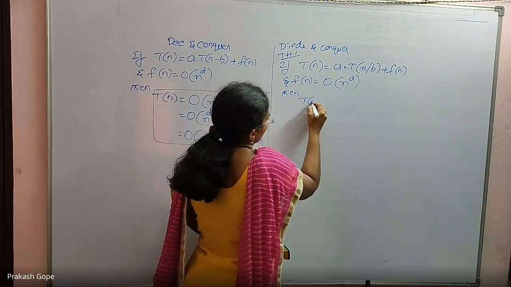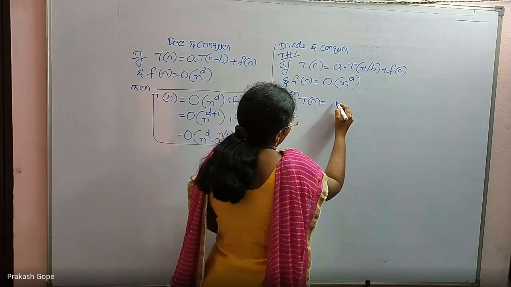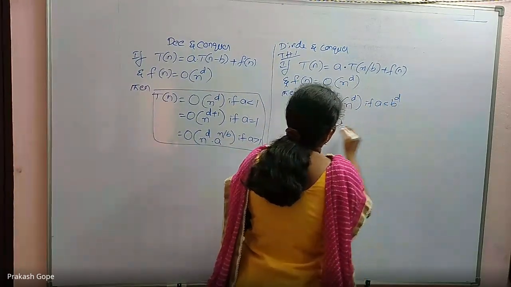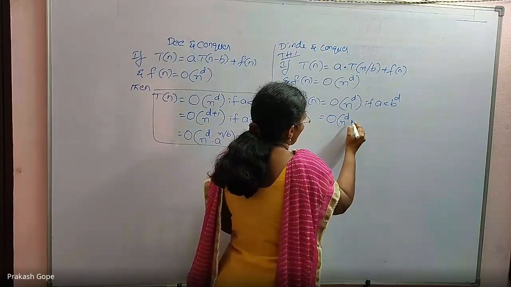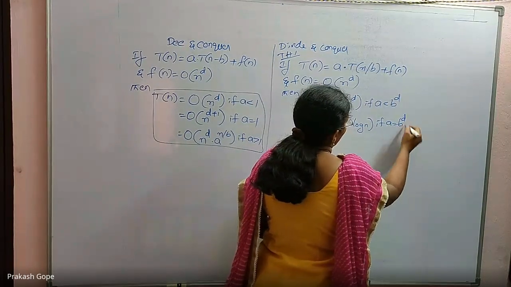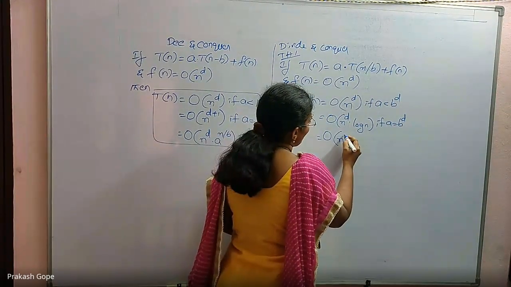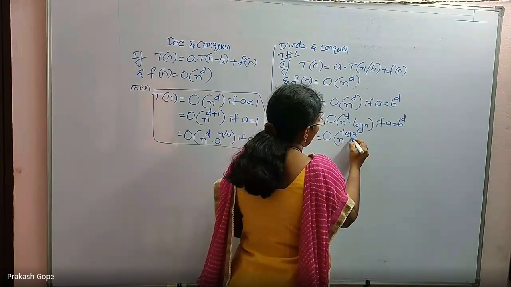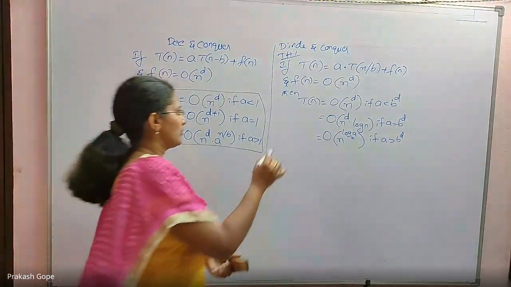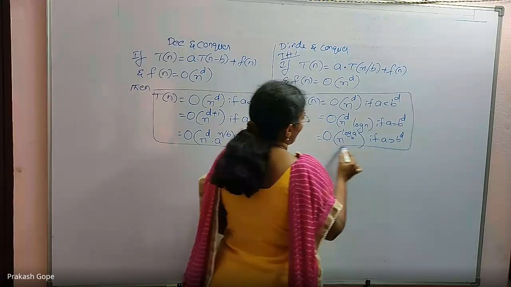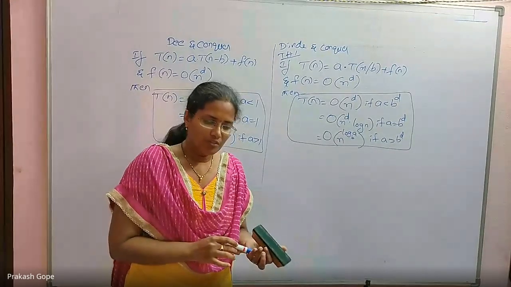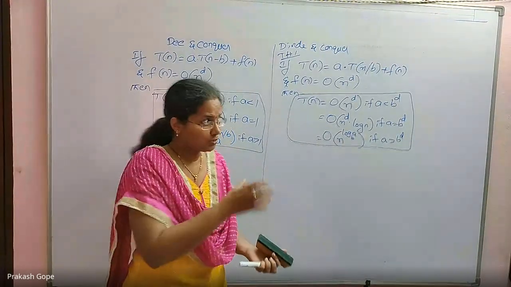Then T of n is equal to big O of n power d if a is less than b power d. It is equal to big O of n power d into log n if a is equal to b power d. It is equal to n power log a to the base b if a is greater than b power d. Okay, this is theorem 1 and you must remember it. If you want to avoid substitution method, you must remember Master's theorem, and in GATE you need Master's theorem. We cannot go by substitution, it will take too much time for the expressions that we are getting.